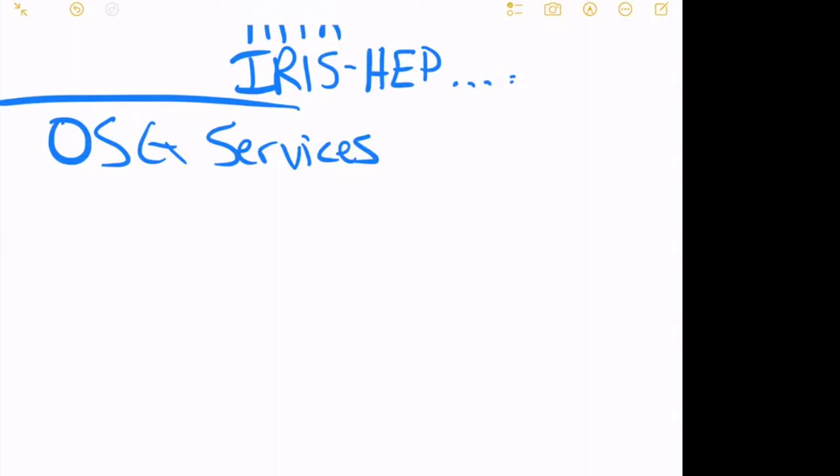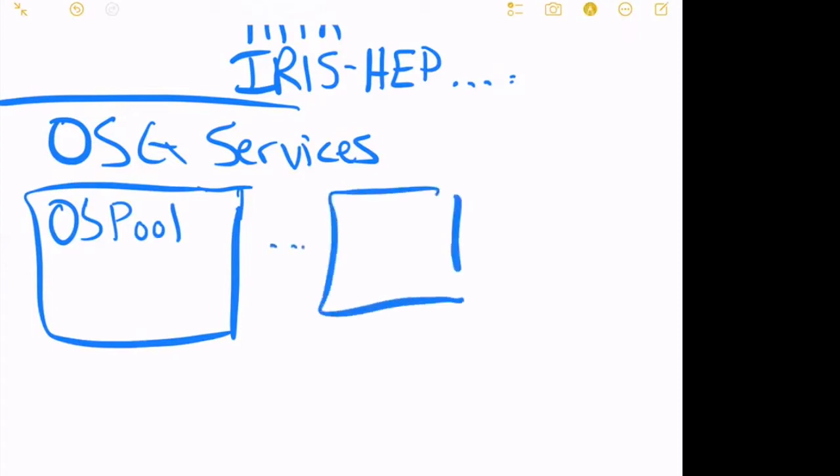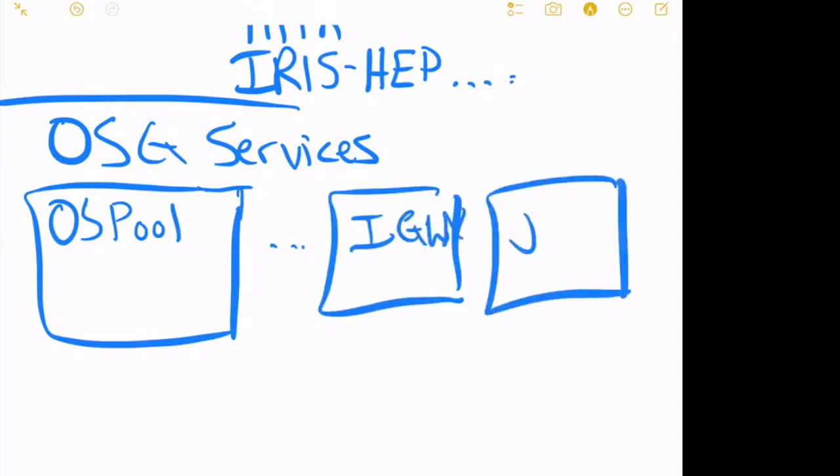Perhaps the most visible service that we have is the different resource pools. So we have one resource pool called the OSPool. I'll talk a bit about what I mean by resource pools in a second, but I did want to mention that there's a bunch of others. So we have the OS resource pool. There's one for IGWN. There's one for JLab, and so on and so forth.